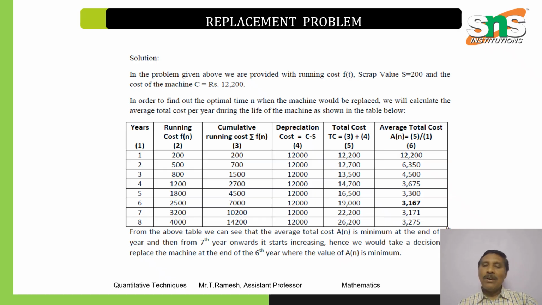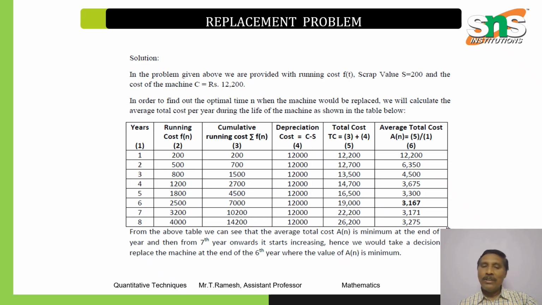Next, we calculate the average total cost. The average total cost is calculated from the total cost divided by the years. In the fifth column, we have the total cost of the machines and divide by each year. So 12,200 by 1 is 12,200. Next, the second year is 12,700 divided by 2, we get 6,350. And the third year, 13,500 divided by 3 is 4,500. And the next, fourth year, total cost is 14,700 divided by 4, we get 3,675.